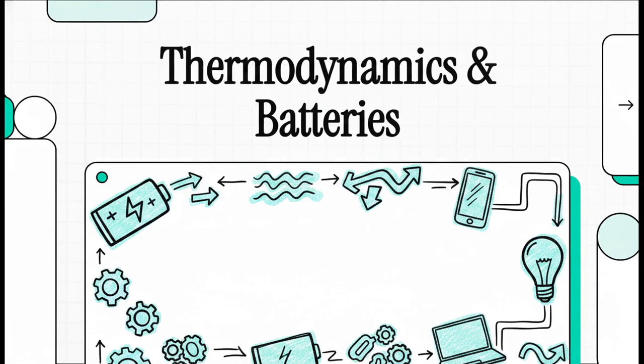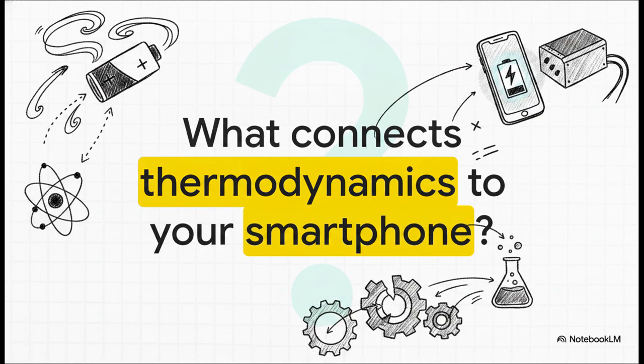Let's get into it. Think about it for a second. What actually connects the abstract, centuries-old laws of thermodynamics to that battery sitting inside your smartphone right now? Or those massive battery packs driving modern electric vehicles? Well, it turns out bridging the gap between theoretical chemistry and the everyday tech we use requires understanding just a few really elegant mathematical rules, and then figuring out exactly how nature tries to break those rules.